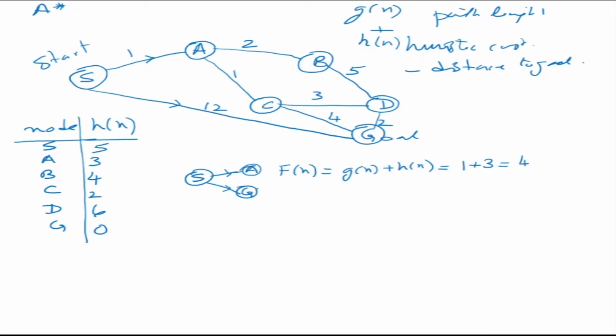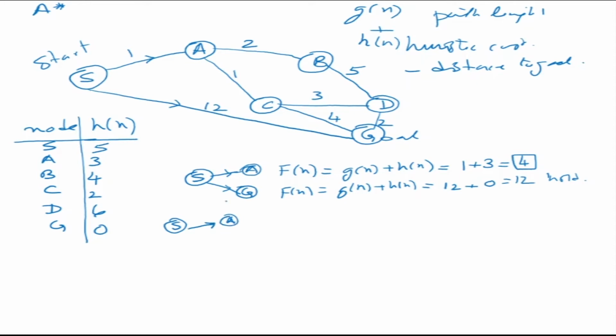Now S to G, what is Fn? It is Gn plus Hn, which is equal to, what is the path length? It is 12. So path length is 12, and what is the cost? The Hn, the heuristic, that is 0. So this is 12. Now out of these two, which one is smaller? 4 is smaller. So I box it, as in the previous case. I make a box and I keep this on hold. That means the next node that I have to search is A, not G. Why? Because the cost of A is less. Now my second step is S to A.